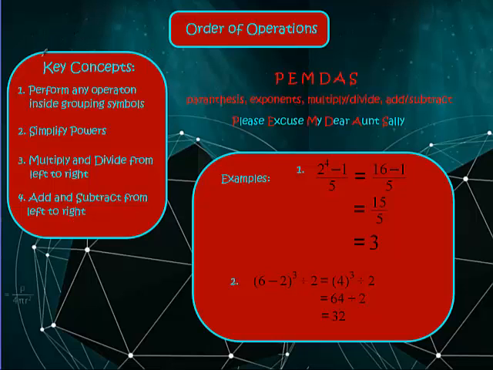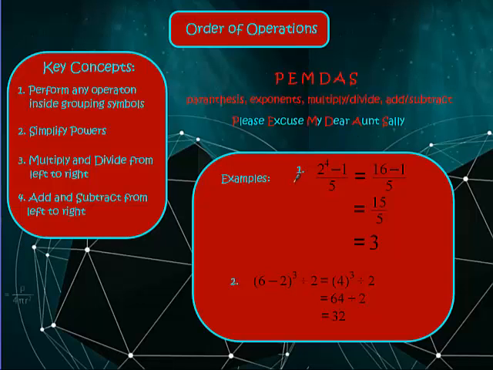What you really want to be thinking of is when you're doing this, you want to perform any operation that's inside grouping symbols like parentheses or brackets. Then you want to go ahead and simplify any powers like what we just did. After that, go ahead and multiply and divide from left to right. So it's not multiply first, then divide. It's do all the multiplying and division from left to right. And finally, you take whatever's left over and you add and subtract from left to right. Once again, you don't add first and then subtract. You do whatever comes first, going from left to right.